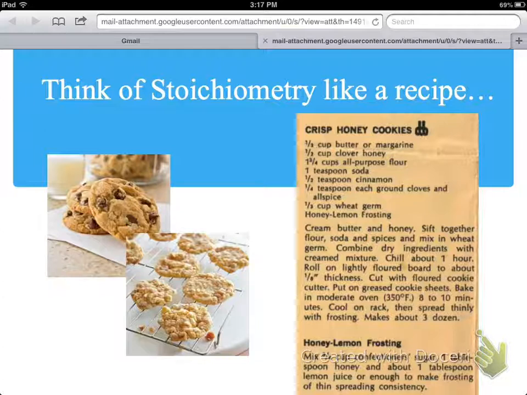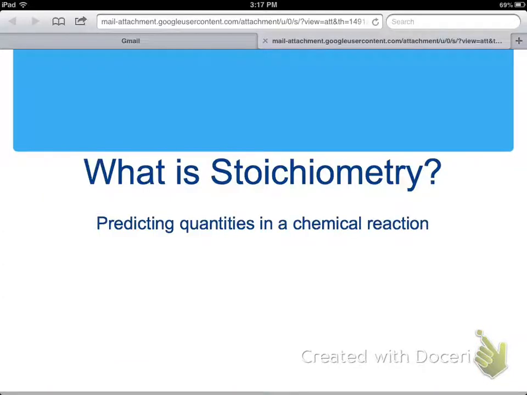So you have all your ingredients, and then the amount of all the ingredients, and then if you notice down here, it tells me how many we're going to make. So 3 dozen in this case. So stoichiometry is predicting quantities in a chemical reaction.